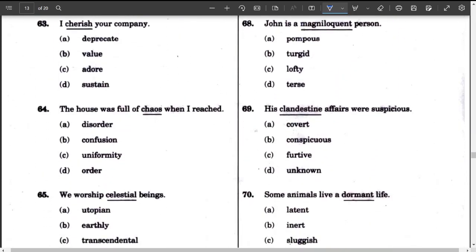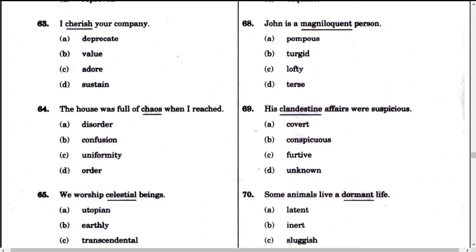Next one, I cherish your company. What is cherish here? I love your company, I adore your company, I enjoy your company. Okay, look at the first one. Deprecate is disprove, or you can call it as disapprove. I value your company, synonym. I adore your company, synonym. I sustain is encourage. Okay, so which one you can opt here? You can go for A here, that is disprove or disapprove.